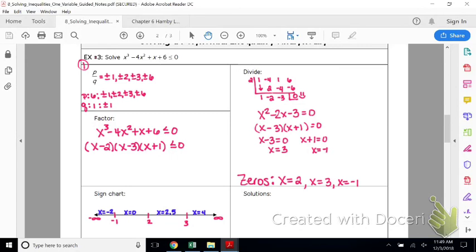Let's plug in the negative 2. Personally, guys, I'm going to use the factored form. Watch up here when I do this first one, and then I'll pause the video and let y'all copy it, and then we'll move on together. So let's plug in the negative 2 into my factored form: negative 2 minus 2 times negative 2 minus 3 times negative 2 plus 1.